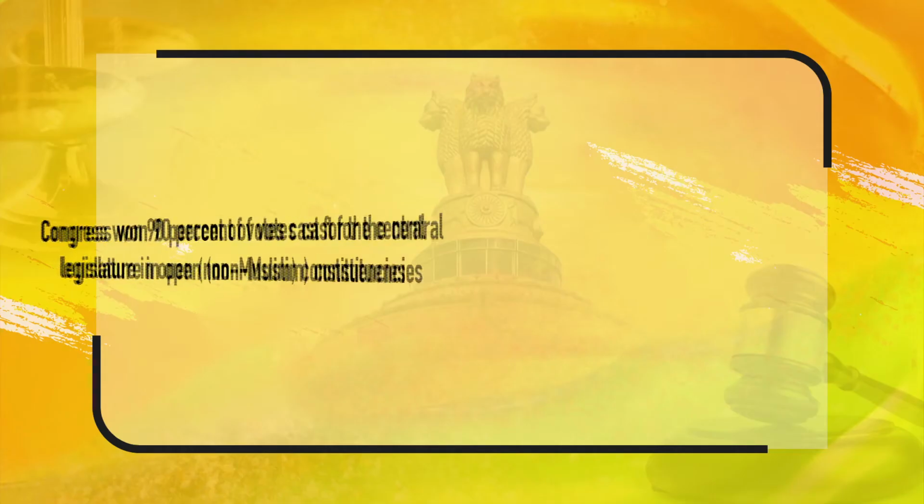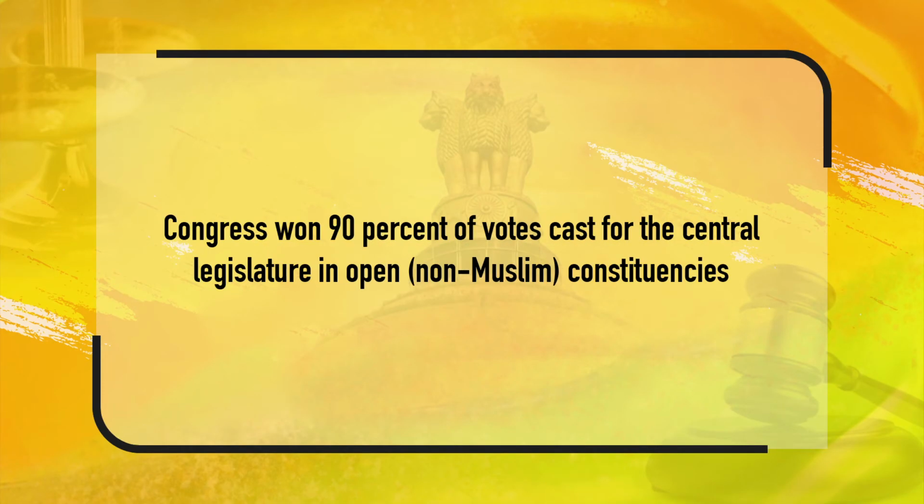In 1946, elections in provinces in British India were held. The mandate reflected a clear division among the electors. Congress won 90% of the votes cast for the central legislature in open, non-Muslim constituencies. However, what was important was the massive electoral transformation that the Muslim League saw, and this reinforced its claim of speaking on behalf of the Muslims.